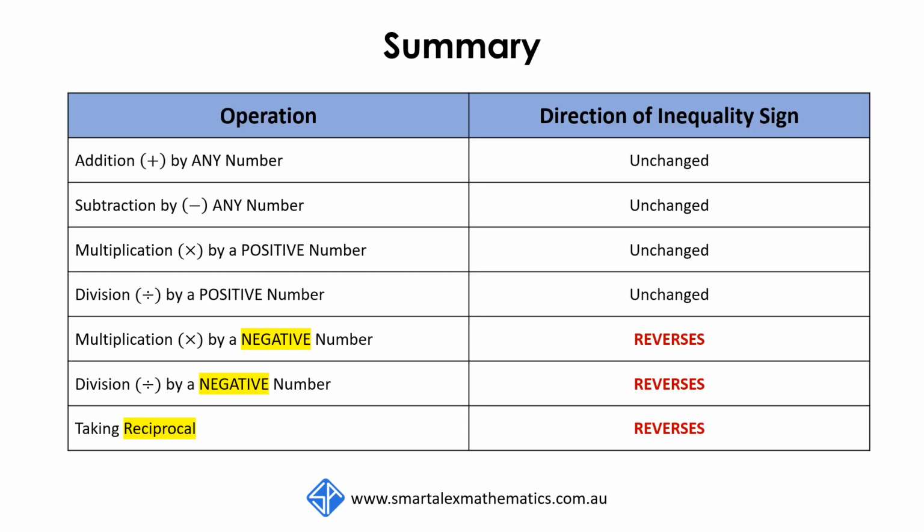So in summary, adding or subtracting by any number, positive or negative, the direction of the inequality sign remains unchanged. When you multiply or divide by a positive number, the direction of the inequality sign is also unchanged. The only time when you have to reverse the inequality sign is when you multiply or divide by a negative number or when you take the reciprocal.